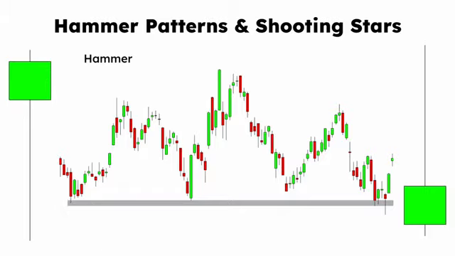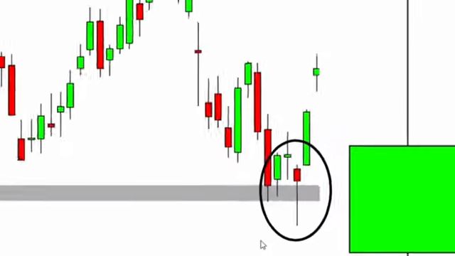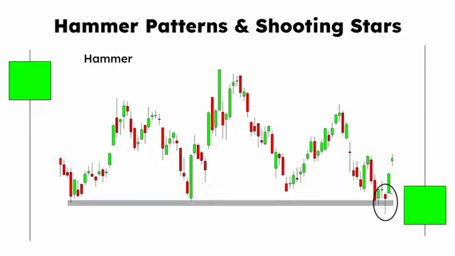Alright, so did you find the hammer? Well, the hammer pattern is right here. As you can see, it has a small real body. You can also see that before the hammer appeared, we had a downtrend, we saw the hammer, and after the hammer, the price reversed to the upside.